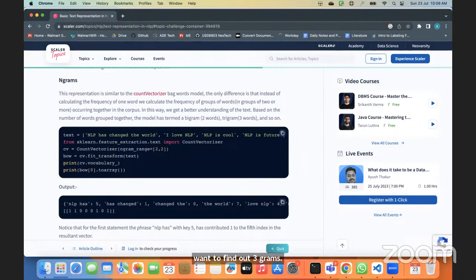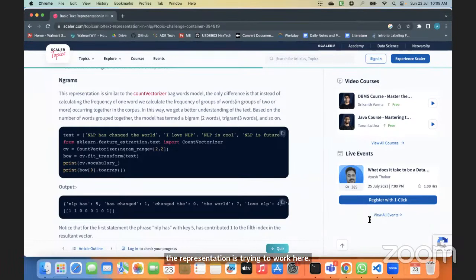Which are also called trigrams. You would just cluster 3 words together instead of 2. So NLP has changed, has changed the, and changed the world. These are trigrams. Do you understand what we are trying to do here, or what the n-gram representation is trying to do here?